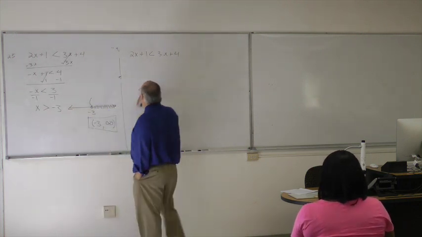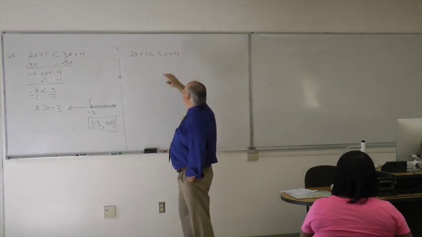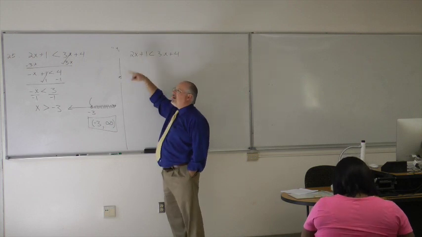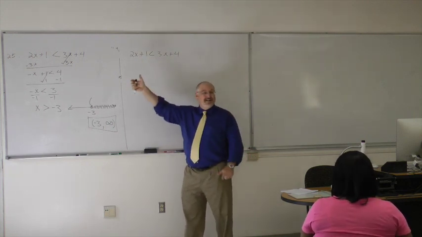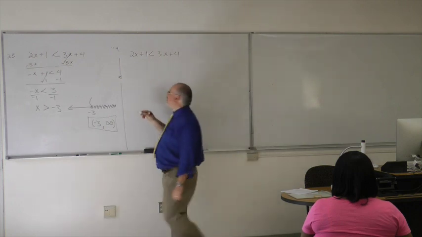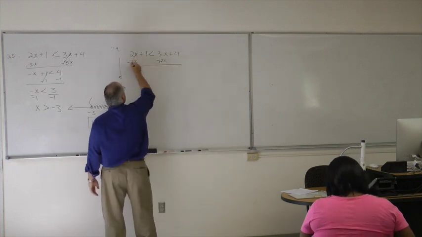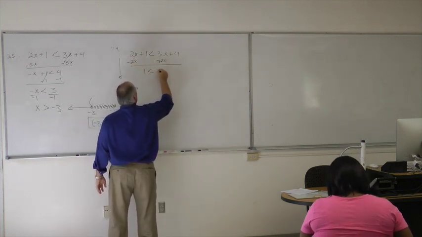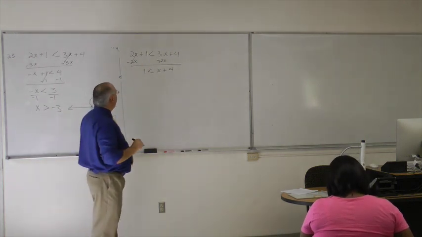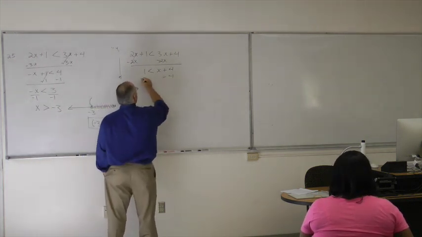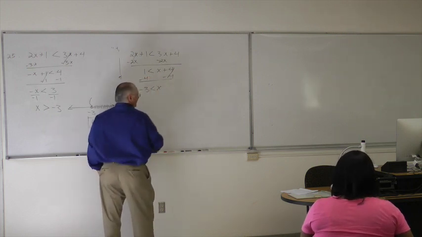Okay? All right, so here, let's say you recognize, okay, if I subtract the 3x, 2 minus 3, that's a negative. Oh, I hate negatives. So I'm going to go ahead and put the x on the other side by subtracting the 2x. Nothing wrong with that. Perfectly acceptable. And you get 1 is less than x plus 4. Then you subtract the 4. And you get negative 3 is less than x.